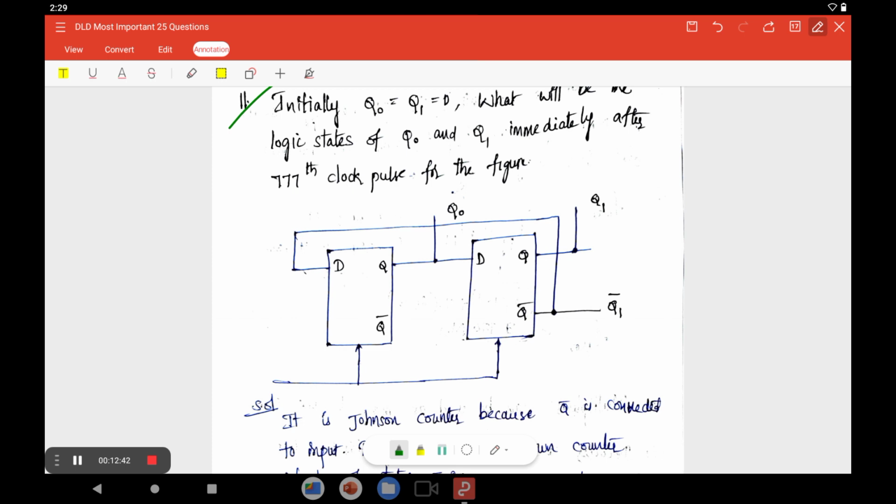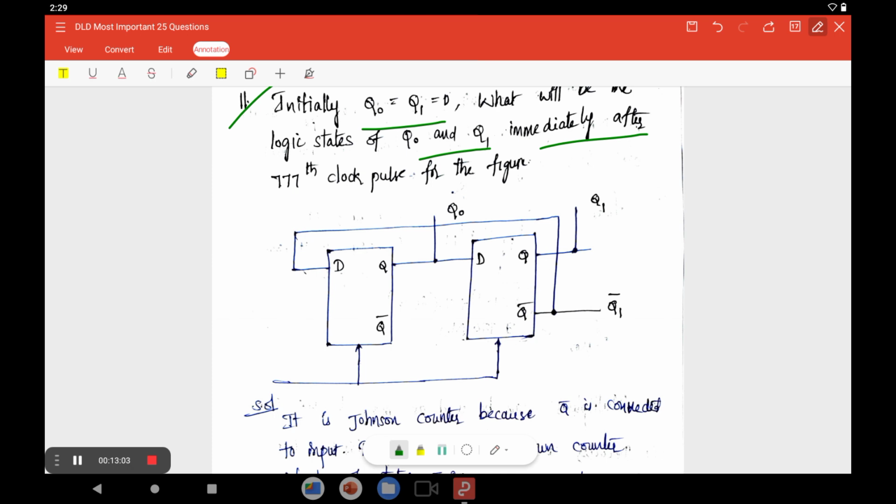So the next question is: initially the counter is at the 0 0 state, Q1 0, Q0 0. What will be the logic state of Q1 and Q0 immediately after the 777th clock pulse? Okay, this is a very important question, guys. Let us see here.